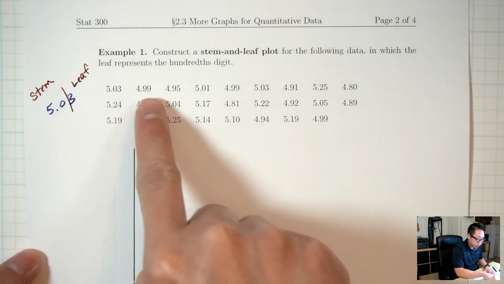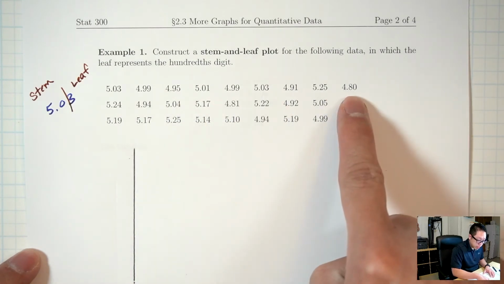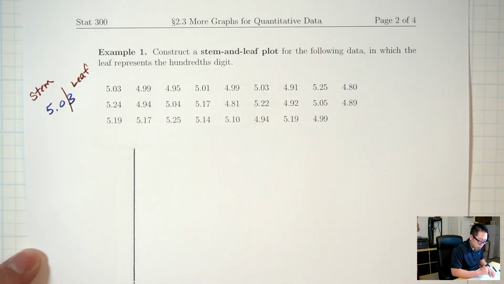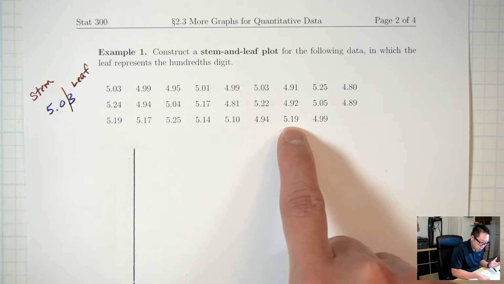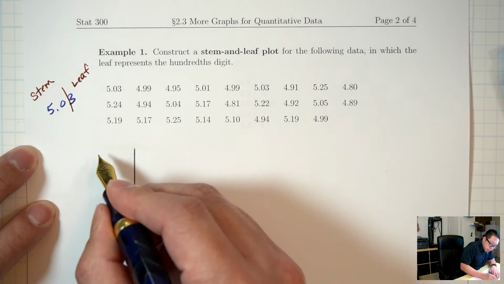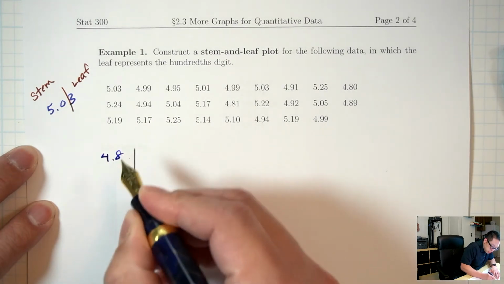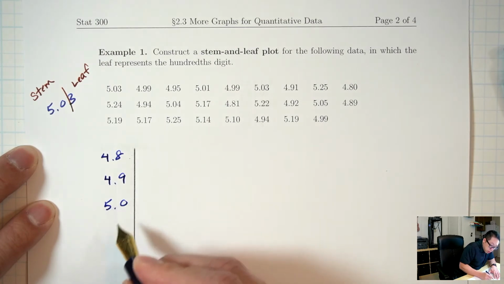So 5.0, 4.9, 4.9, 5.0, 4.9. I got 4.8. What else? Looks like it goes up to 5.1. So I think we're going to start with 4.8 and go all the way up to 5.1. Okay, so for my stems, 4.8, 4.9, 5.0, 5.1.